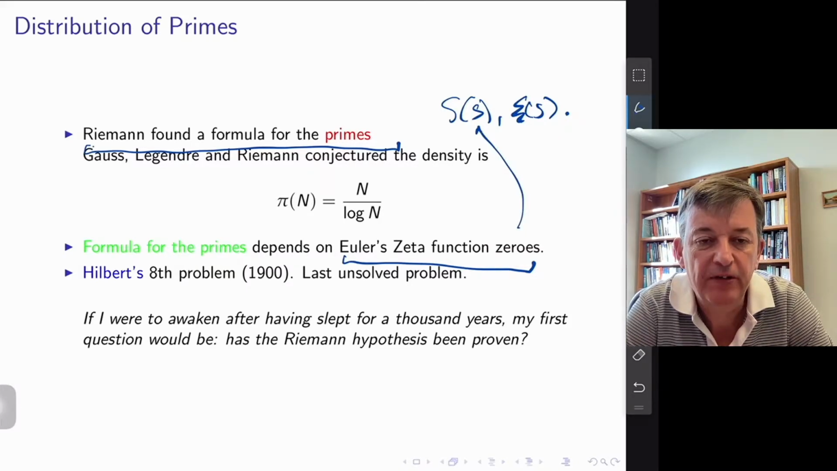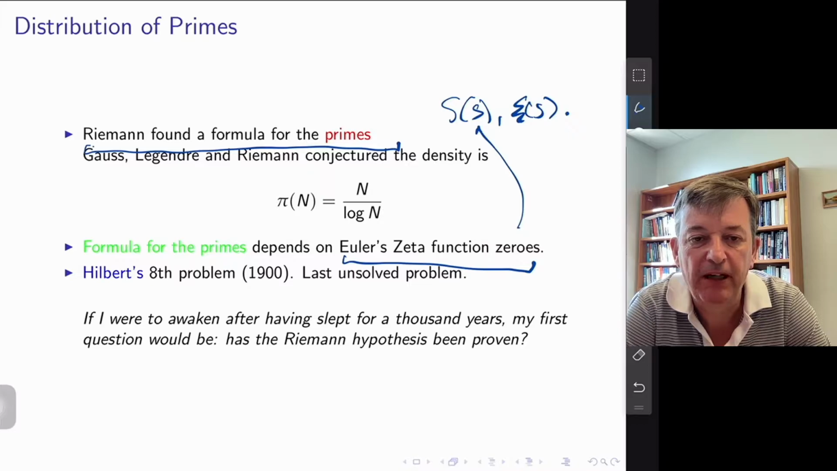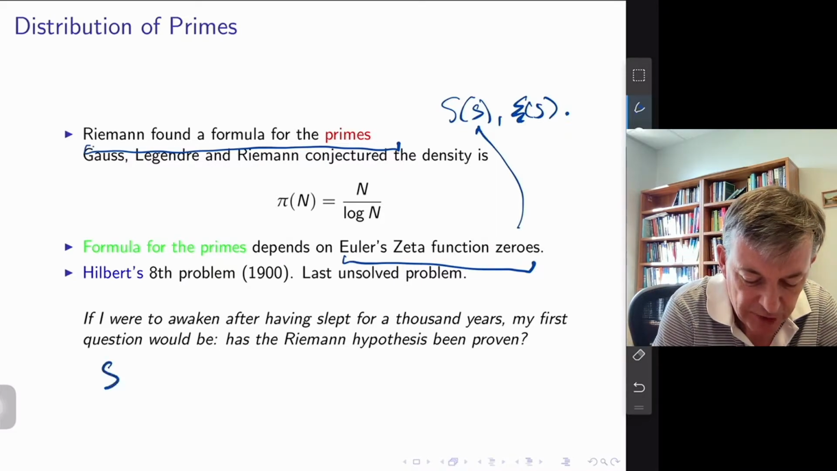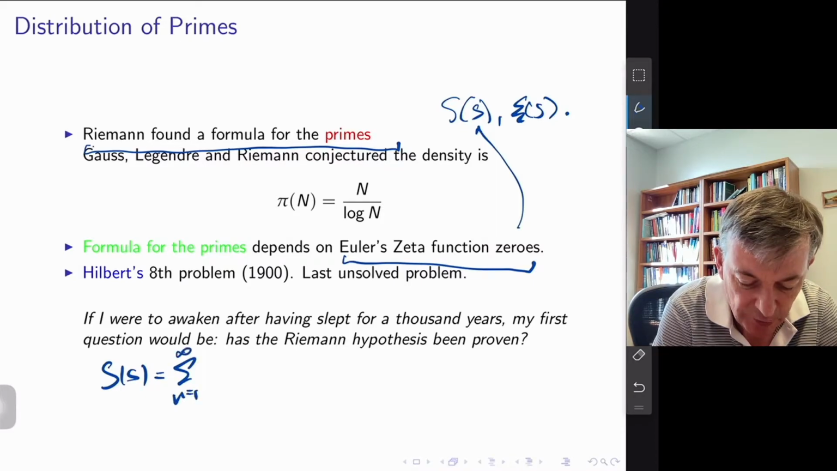And Hilbert, maybe one of the most famous mathematicians ever, in 1900 gave a public lecture of 23 problems, and the only problem left that's unresolved is the eighth problem, essentially the Riemann hypothesis. I've always liked this quote of David Hilbert: if I was to waken after having slept for 1,000 years, my first question would be, has the Riemann hypothesis been proven? And let us just remind ourselves of a couple of classic formulas.